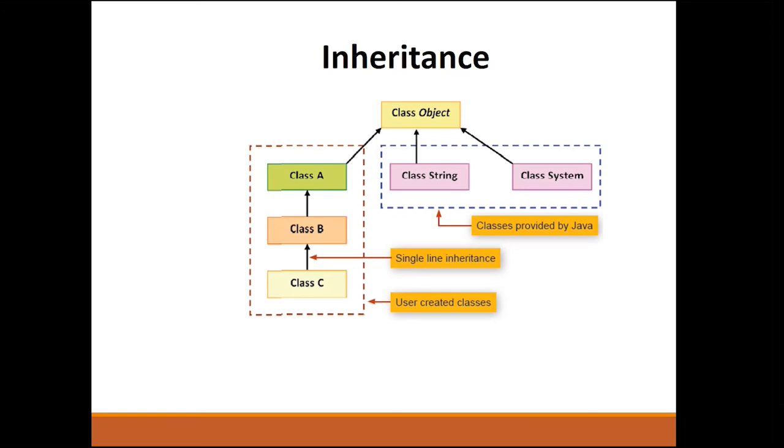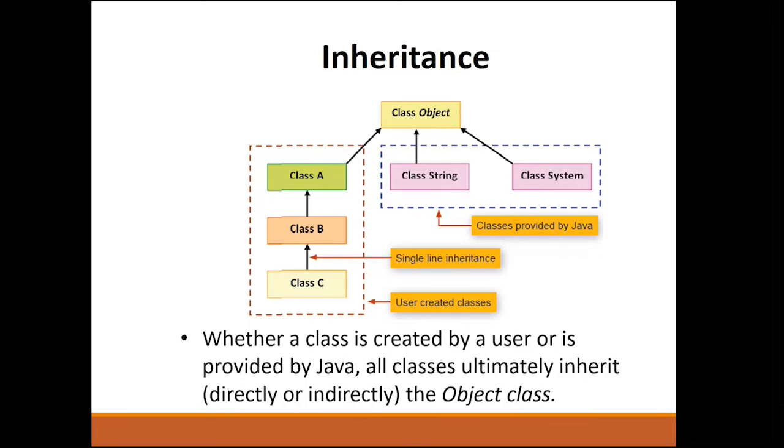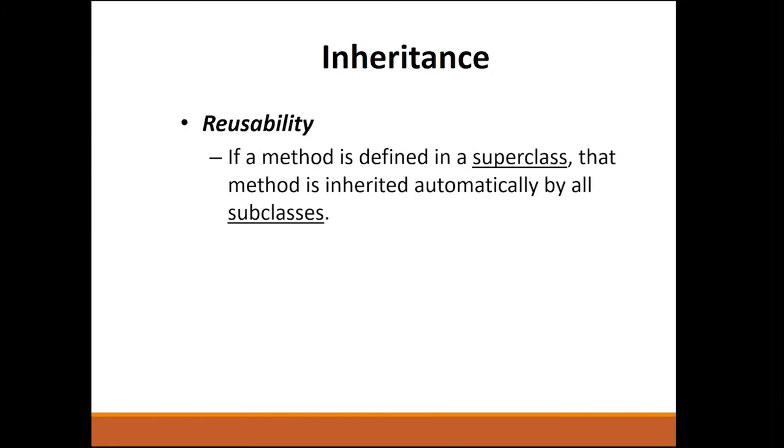So next, as you can see, meron tayo dito. So we have here a sample of a single inheritance and then classes provided by Java, so di natin tatalakayin to, wala masyado yan. So whether a class is created by a user or is provided by Java, classes ultimately inherit the Object class. Okay? So yun. So one of the key features of inheritance is again reusability. Okay, if a method is defined in a superclass, that method is inherited automatically by a subclass.